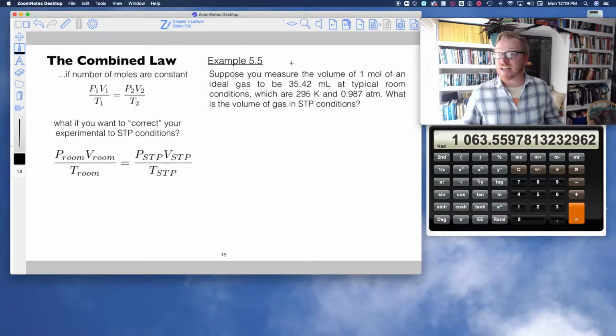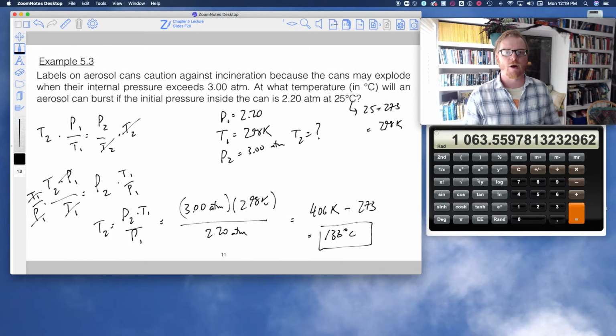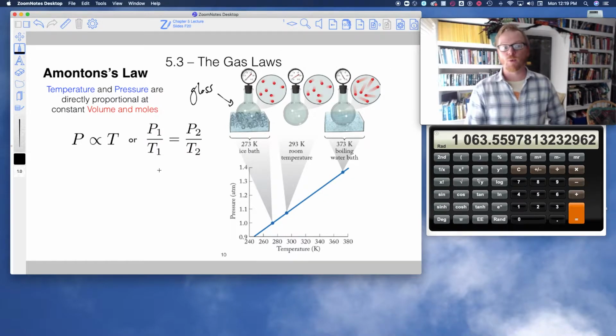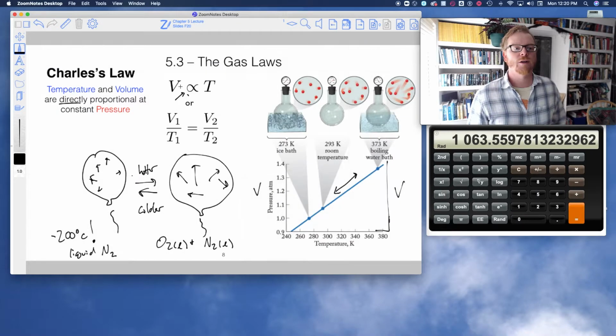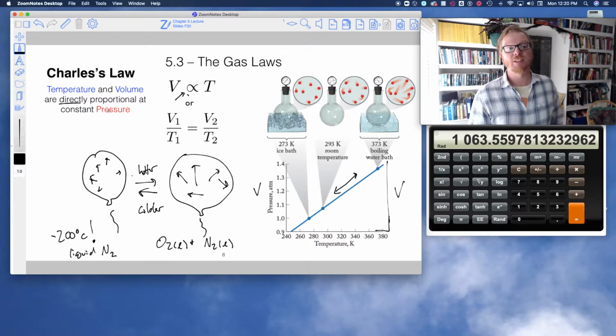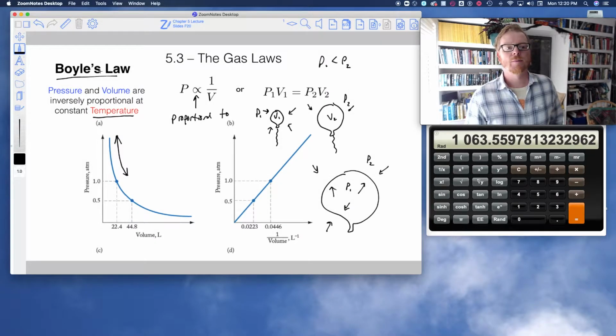Moving on. And so this is now this combined law thing. What is this combined law? When we were talking, let me back up here and talk about some of our other gas laws, right? Like Amontons' law, P1 over T1 equals P2 over T2. This is with constant volume and moles, right? Or Charles' law, V1 over T1 equals V2 over T2. This is with constant pressure. Or now, Boyle's law, P1 V1 equals P2 V2, and this is with constant temperature.